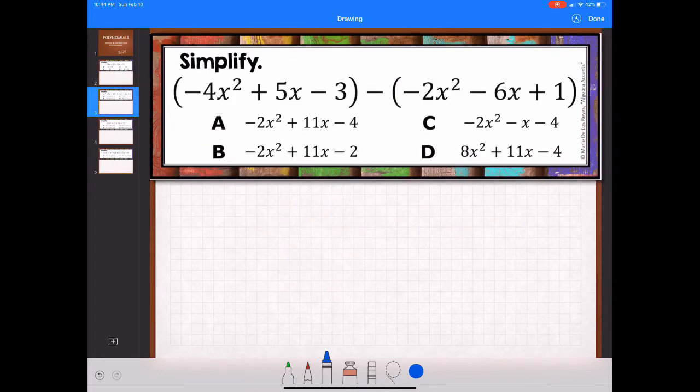Okay, here we have three terms, so this one's actually a trinomial. And this one's also a trinomial. This one also has three terms, so they're both trinomials.